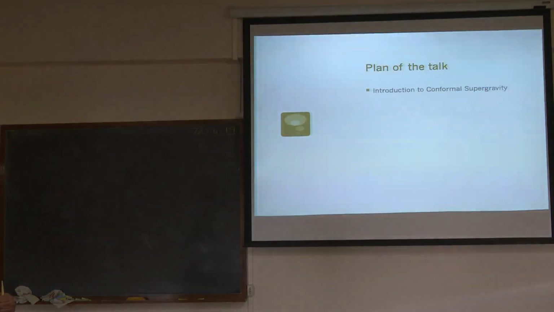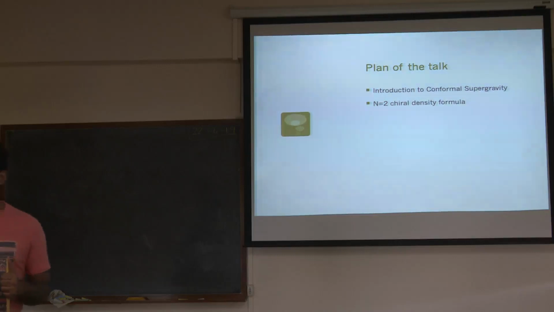So, the plan of the talk is I will give a very brief introduction to conformal supergravity. I will discuss an invariant action for the chiral multiplet in N equal to 2 conformal supergravity, which is also known as the N equal to 2 chiral density formula. This is a kind of master action that we use to construct any kind of actions containing any kind of multiplets in N equal to 2 supergravity. Basically, you take any N equal to 2 multiplet, embed it into the chiral multiplet, use this density formula, and you get an invariant action containing those multiplets.